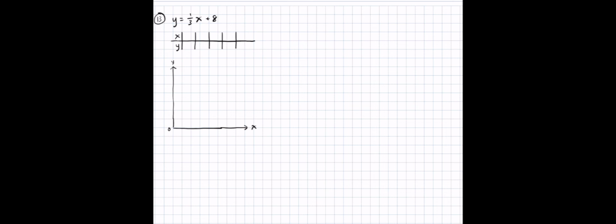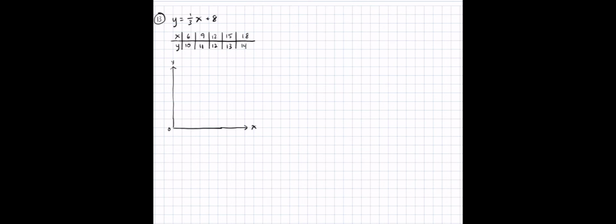That looks good. And let's see what values we want in here. We have 6, 9, 12, 15, 18. Okay, what's a third of 6? A third of 6 is 2. 2 plus 8 is 10. A third of 9 is 3. 3 plus 8 is 11. A third of 12 is 4. 4 plus 8 is 12. A third of 15 is 5. 5 plus 8 is 13. And a third of 18 is 6. And 6 plus 8 is 14.